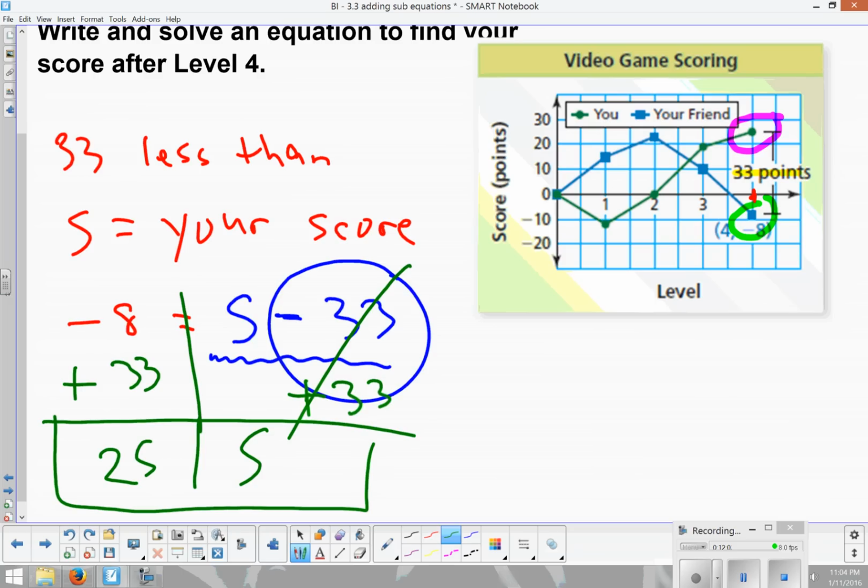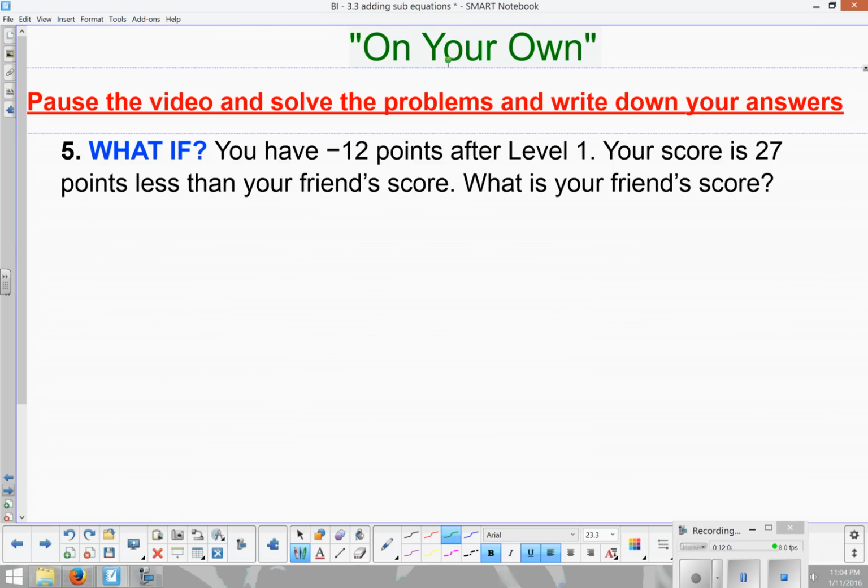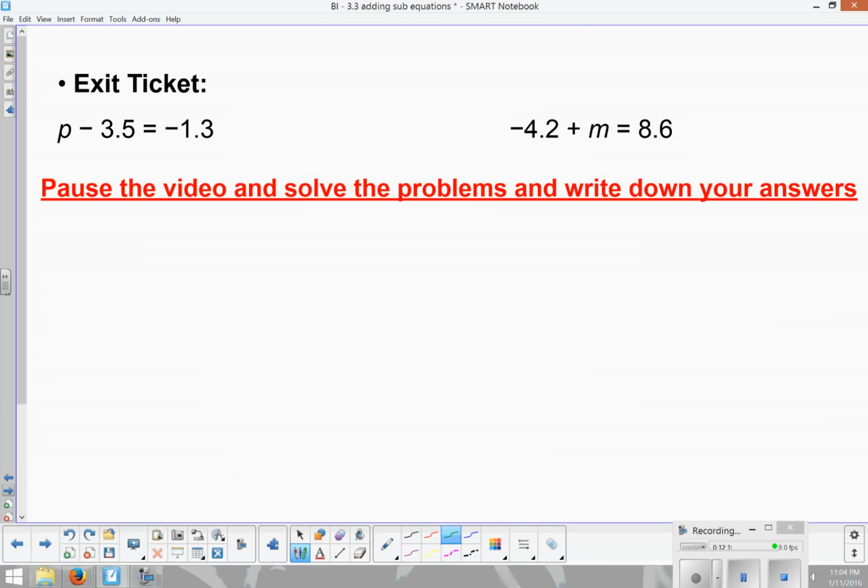Go ahead and make sure that you have all of your on your own questions completed. And then in our last slide, if you can go ahead and finish our last on your own, number 5, pause the video, solve the problems, and write down your answer. All right, so throughout this lesson, we had 3 examples. Now I have the exit ticket for you to try. I have 2 exit tickets, one right here and one right here. So if you can go ahead and just solve for P for the first one and solve for M for the second one, pause the video, solve the problems, and write down your answer. Okay, and we'll go ahead and discuss this tomorrow.